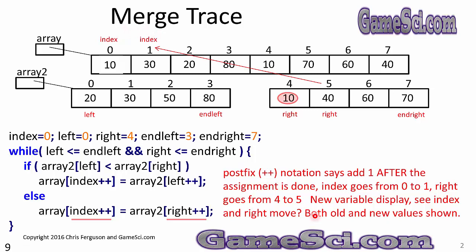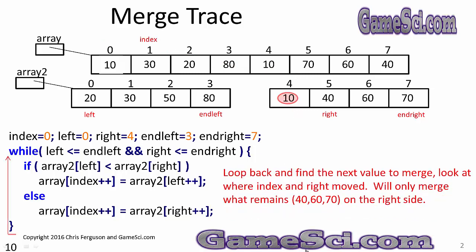We can see both the old and new values as shown, but keep in mind right has now moved on, so we'll show the new values. Loop back and find the next value to merge. Look at where index and right moved. Index used to be 0, is now firmly 1. Right used to be 4, it is now firmly 5. We only now need to merge between right and end right. We need to merge the 40, 60, and 70 on the right side. Those are the only numbers left to merge from the right side.